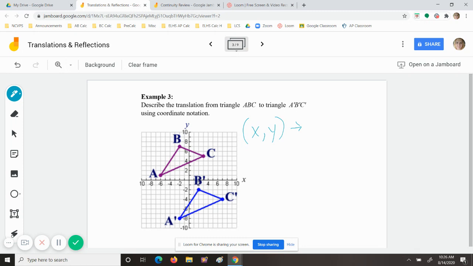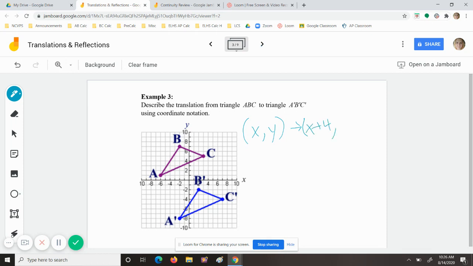So let's take a look. Let's look at the original. Let's take a look at, for example, point C. Point C moved from 3, 5 to 7, -4. So let's think about what had to happen. We started out at, let's look at the x's. We started out at 3 and we ended up at 7. Okay, so we had to add 4 to our x's.